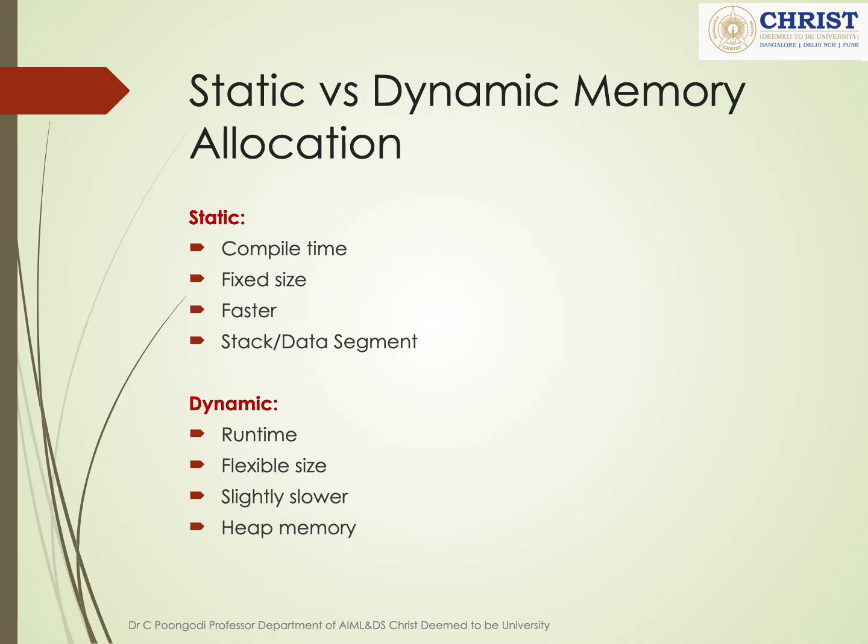At last, we would like to summarize static and dynamic memory allocation. In the case of static, it is done during compile time and is of fixed size. We can't change it during execution, and it is a bit faster because it is done during compile time itself, and the memory is allocated in the stack part or data segment part. In the case of dynamic memory allocation, the memory is allocated during runtime and is of flexible size, so that you can allocate and reallocate later. It is slightly slower because it is done during runtime, and the memory is allocated in the heap. So that's all about static and dynamic memory allocation.